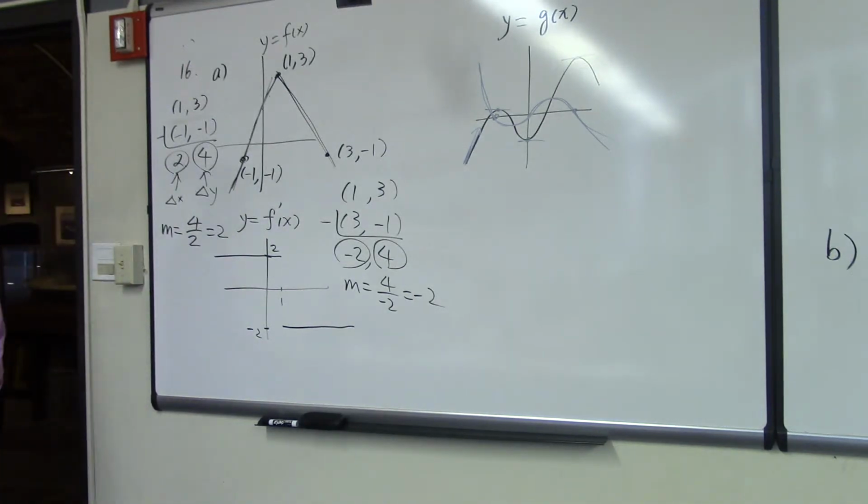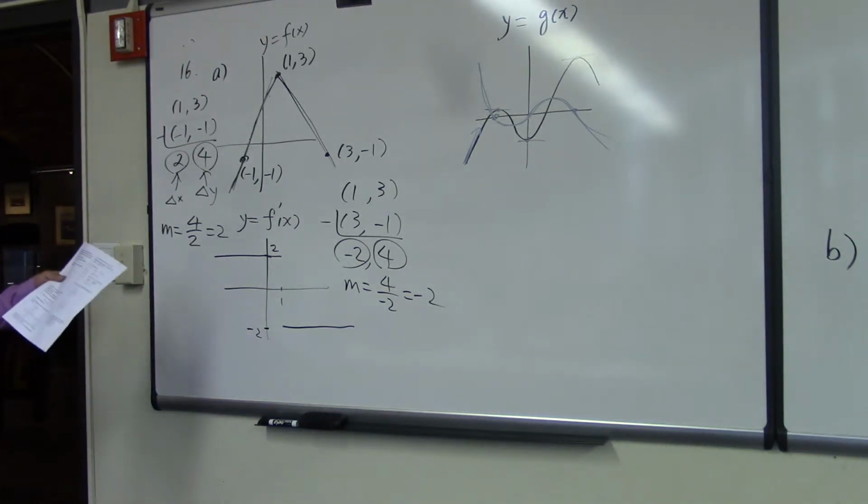Yes? But why doesn't it start for the first one, where the slope is positive 2, at negative 1? Why is it from negative 1, comma negative 1 to 1, comma 3? How do you know it's all of it?